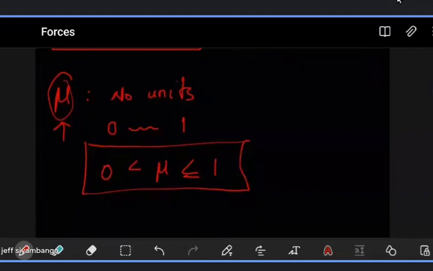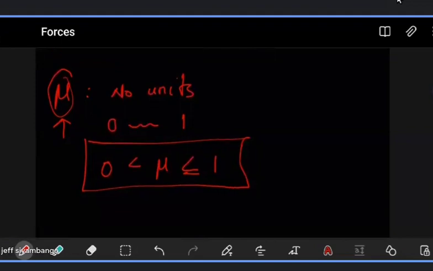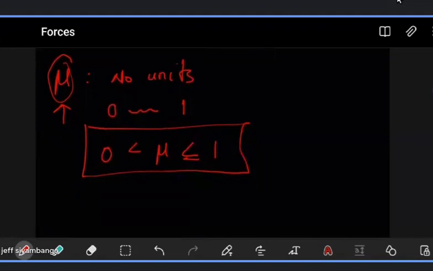Unless a question had an error in its phrasing, or in the values we gave you, you might end up with a value greater than 1. But I've only seen one case where the number was greater than 1, and that question had a mistake. Everywhere else, this number is always 0.2, 0.0 something, or maybe 0.4, 0.8, but always less than 1. So this is what the coefficient of friction is.